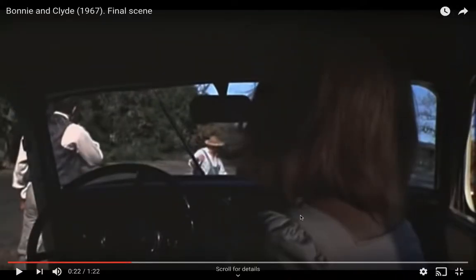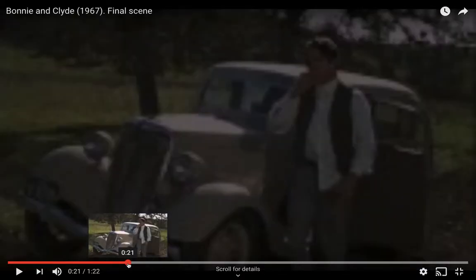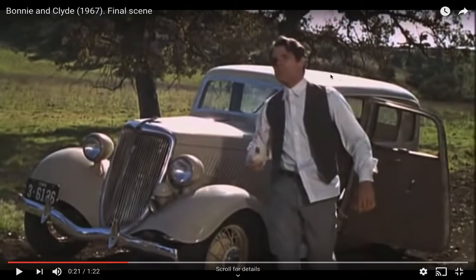So everything about Clyde is half in, half out. Look at the sunglasses. One lens is there, one lens is not there. Look at the way the shirt is tucked. Half of it is out, half of it is in. Look at the fruit that he's eating. He's halfway through the fruit. What's the significance of half, half, half?